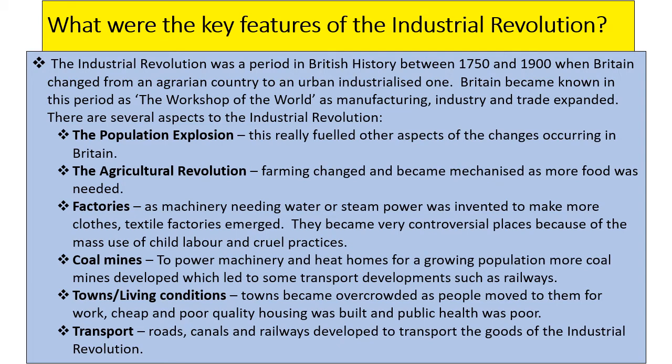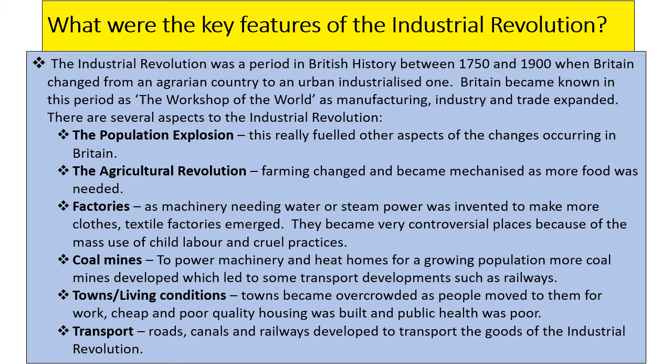Okay, so the last point there is transport developed. Another big part of the Industrial Revolution is it's okay producing all this coal, all this pottery, all these textiles, everything that's being produced, but you've got to get it from A to B. You've got to get it from where it's being produced to the people who are buying it.